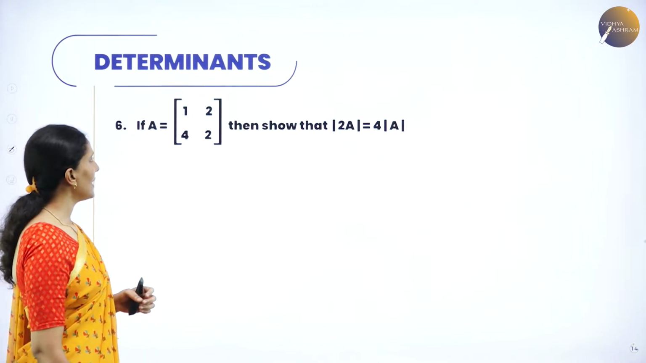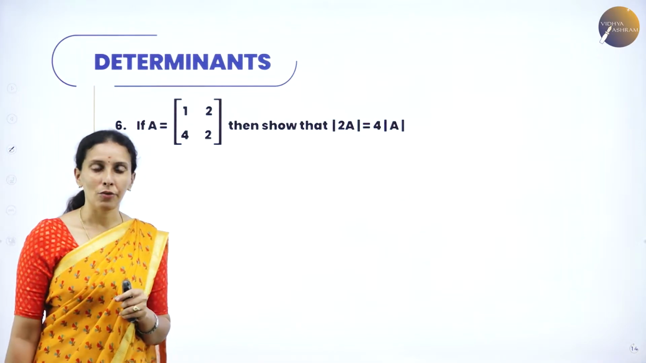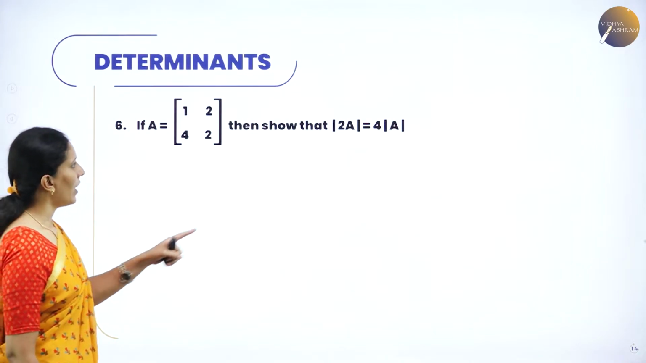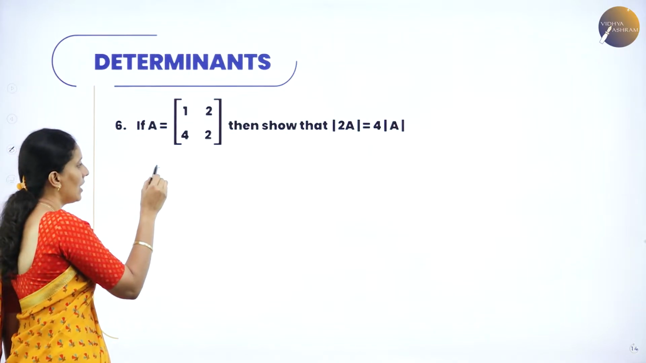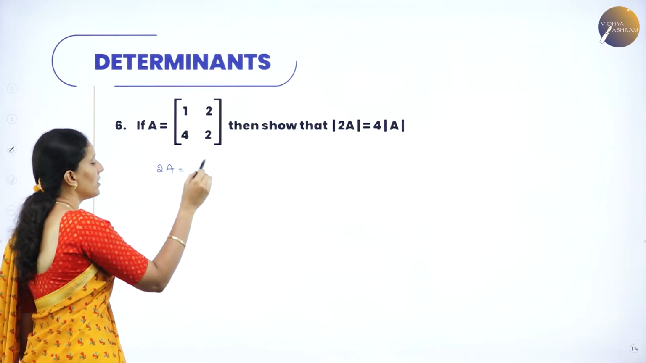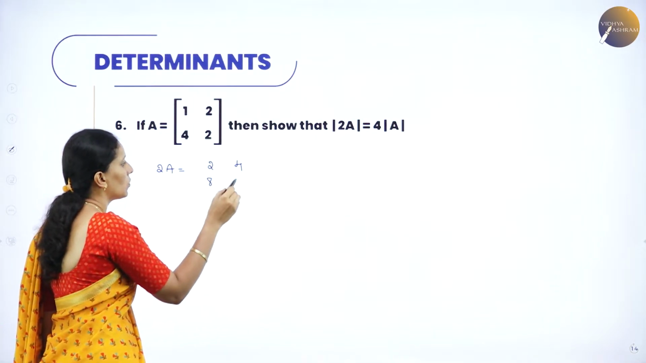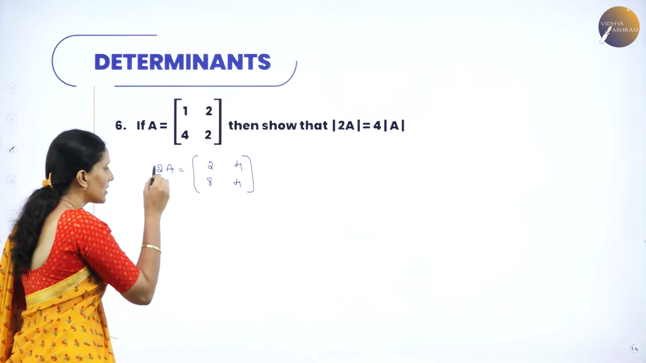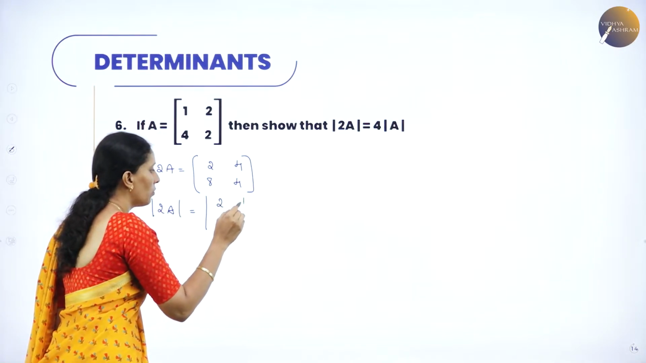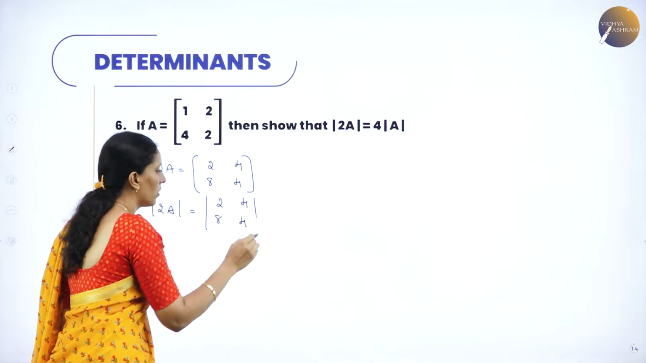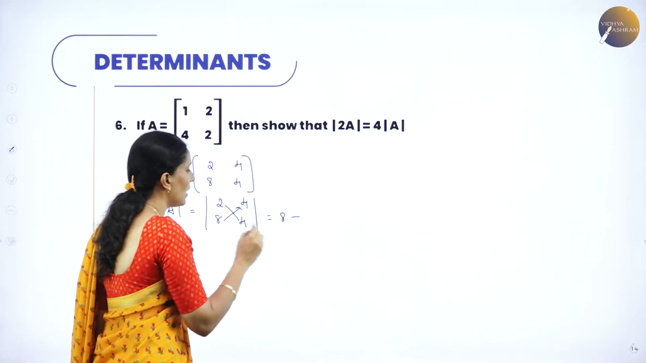Next, if A is equal to [1, 2; 4, 2], then show that determinant of 2A is equal to 4 into determinant A. So first, we need 2A. Here we have 2, here we have A. Let's write 2A. 2A means 2 ones are 2, 2 twos are 4, 2 fours are 8, 2 twos are 4. Now let us find the determinant of 2A. Determinant of |2 4; 8 4| is 2 fours are 8 minus 8 fours are 32.